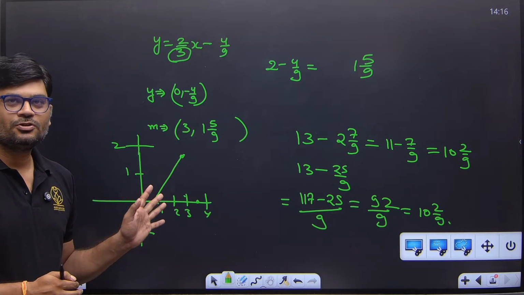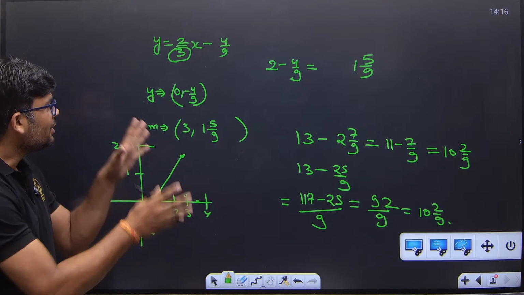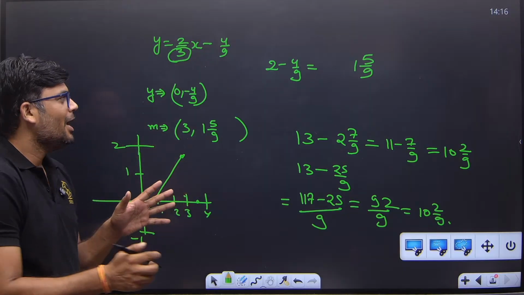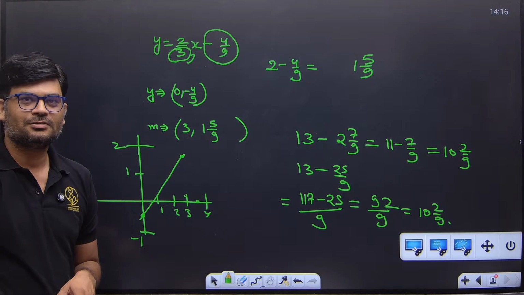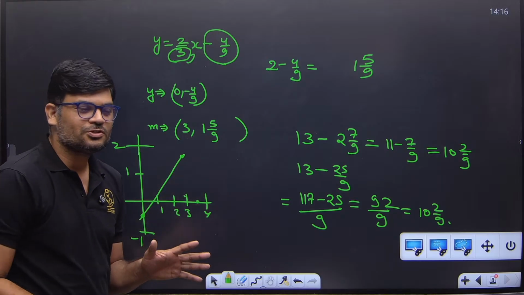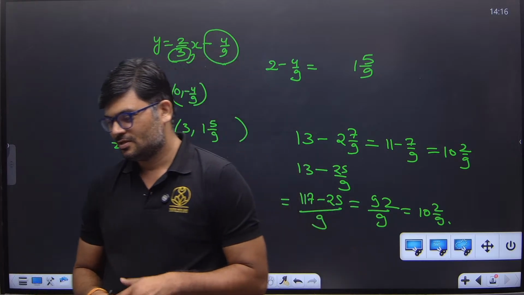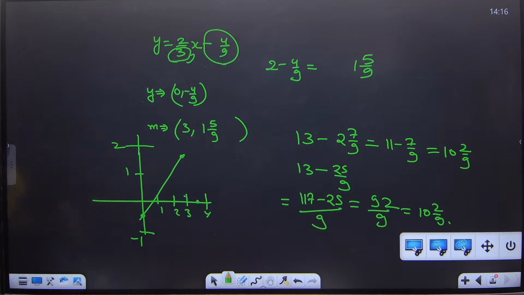Understood? This is the toughest of toughest graphs. I have made this also fraction, this also fraction, everything I made fraction. But you will not get such questions. You will get simpler questions. Please note it down.